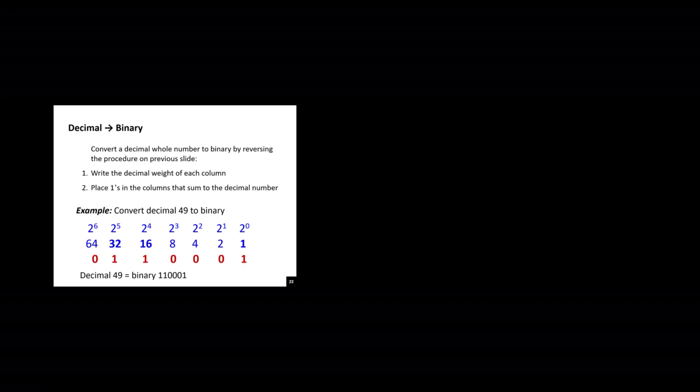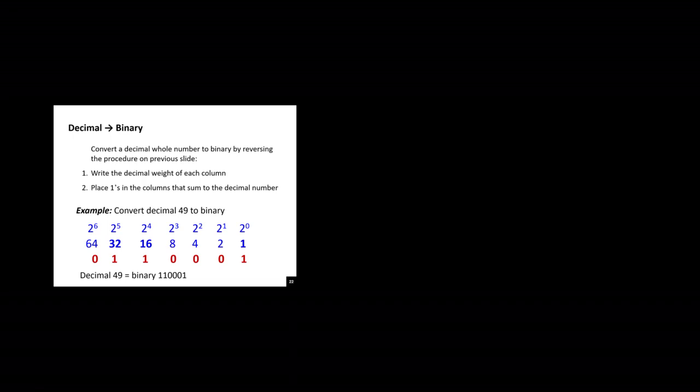So the shortcut, or the way to think about it when you're doing this, is to say, okay, my number's 49. First of all, I need to start with the column that's the biggest value that is less than 49. So the biggest value less than 49 happens to be 32. So I take 32. And then I say, okay, what's left over? If I take 49 and I subtract 32, I've got 17 left over. So I need to make up 17.